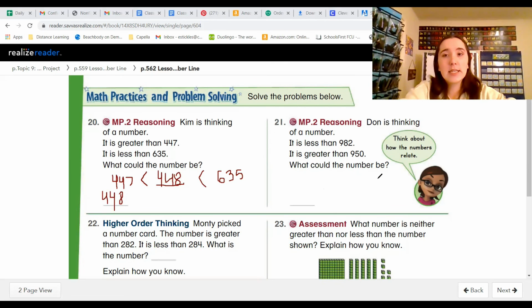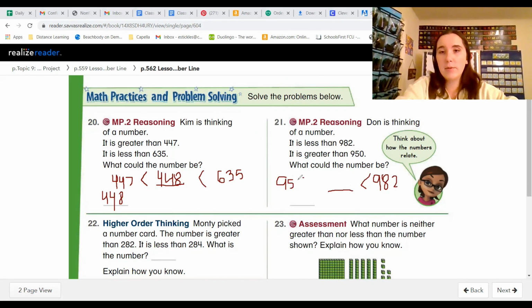Okay, let's see. It has to be less than 982. So 982 is going to be my bigger number, and then my number has to be less than it. But my number also has to be bigger than 950. So 950 comes before my number, and my number is bigger than 950. So let's think, what is 950 plus 10? Well, that'd be 960. And 960 is still smaller than 982. So 960 would definitely work as one of our numbers. Now remember, your number could be anything between 950 and 982. It doesn't matter what it is as long as it fits in between those two numbers. Great job.